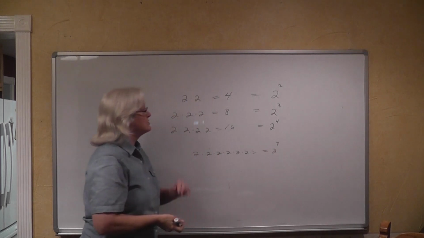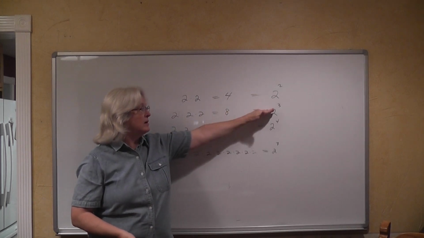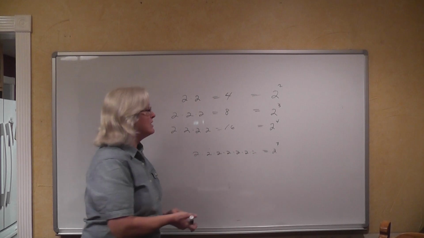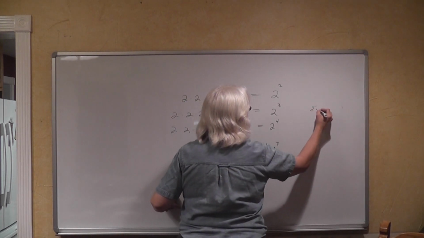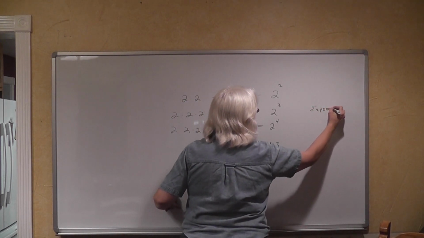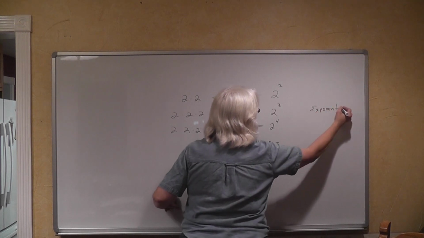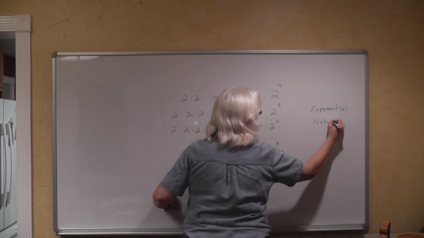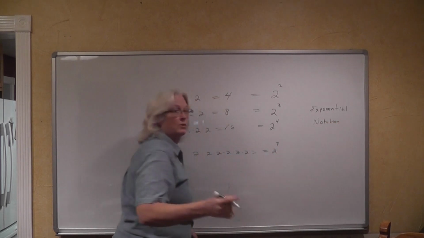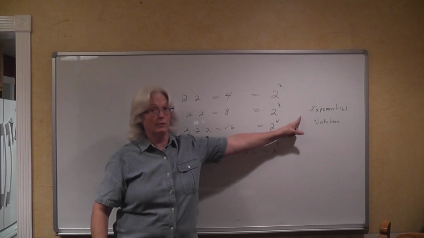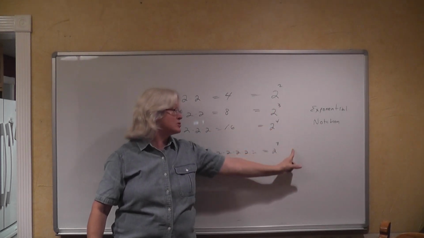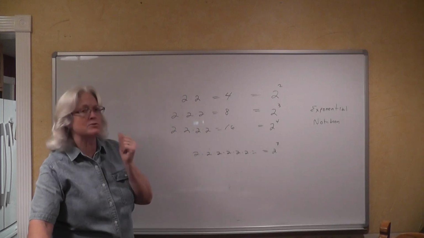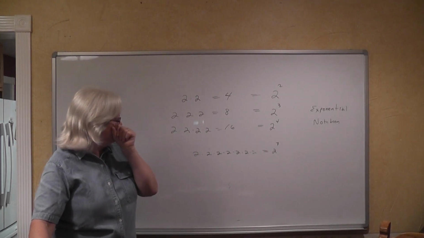Now, this strange way of writing numbers here is what we call exponential notation. Some of you are familiar with this, some of you are not. Exponential notation. This is a vocabulary word you have to know. You have to know exponential notation looks like this. And if you look here, you say, there's a real pattern going on.